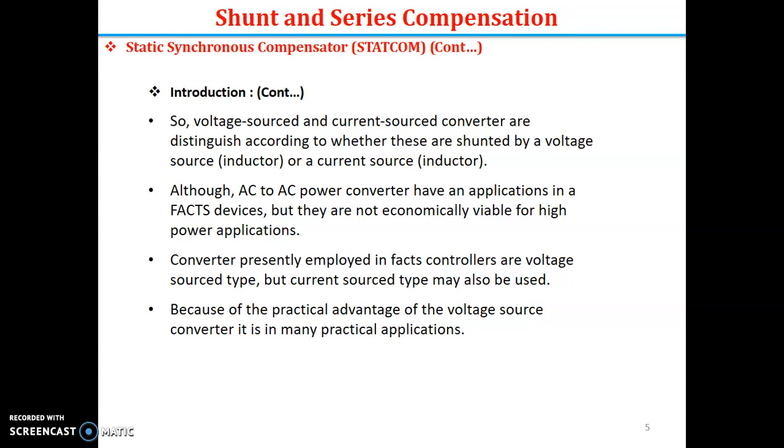Though materials like silicon carbide may enable us to use it for high ratings, practically it is not possible to get. So for this reason, the converters presently employed in FACTS controllers are the voltage source type converters. The current source type converter may be used in a few cases, but mostly they are voltage source converters, because of the practical advantages of the voltage source converter, and it is more practicable and more used in actual systems.